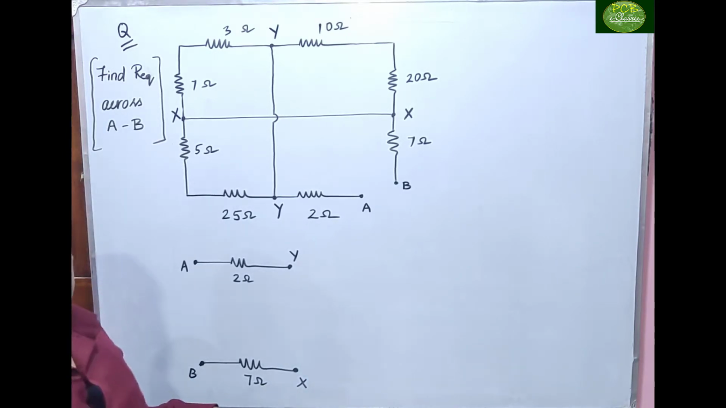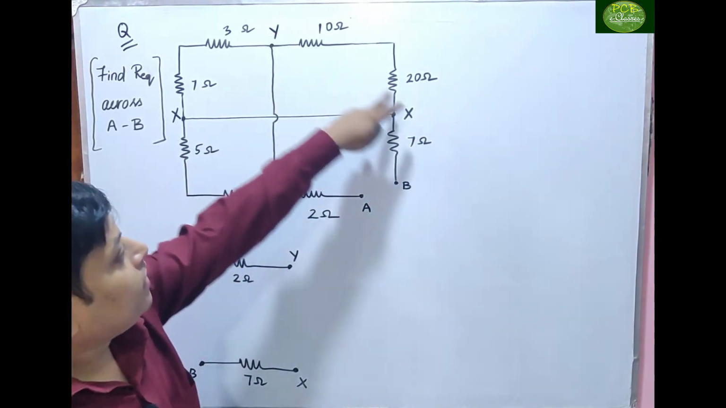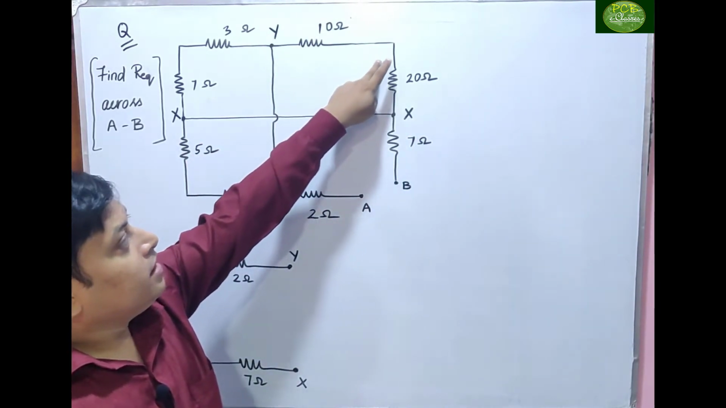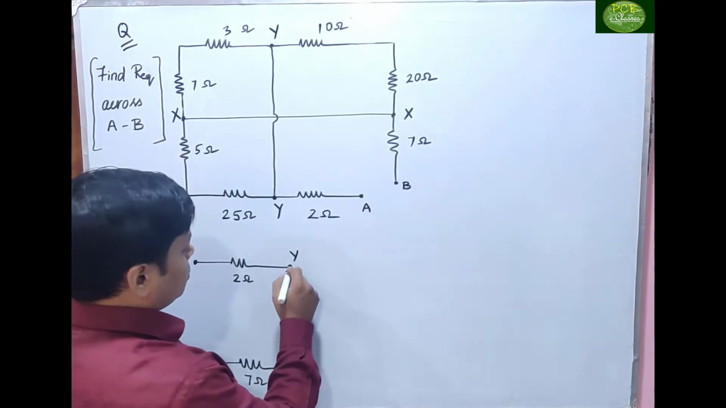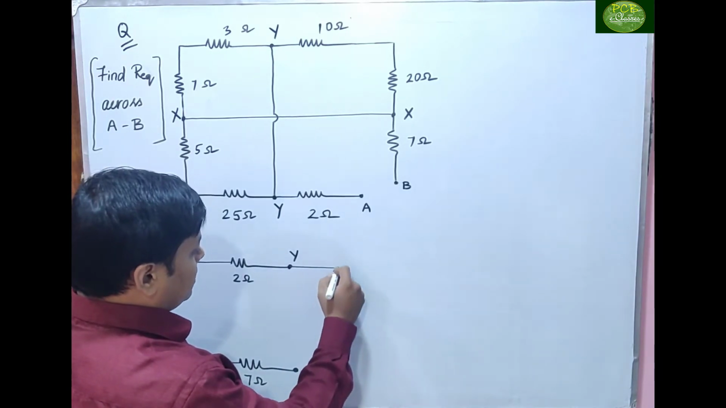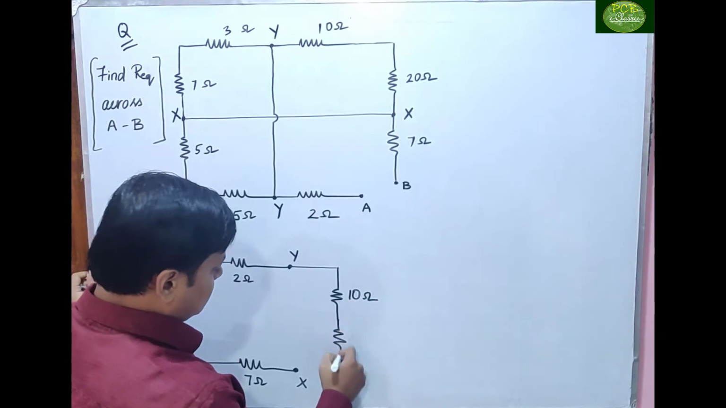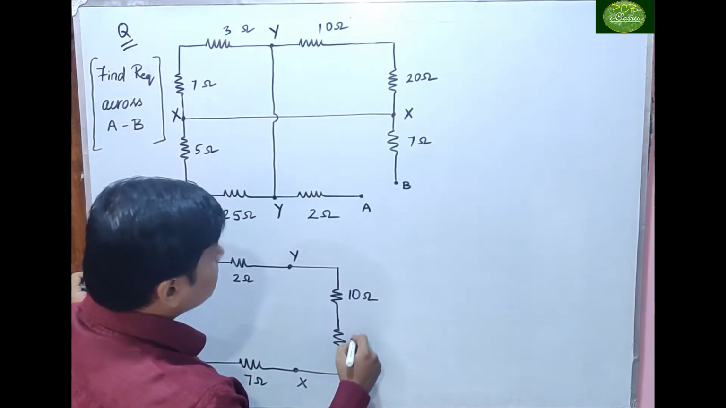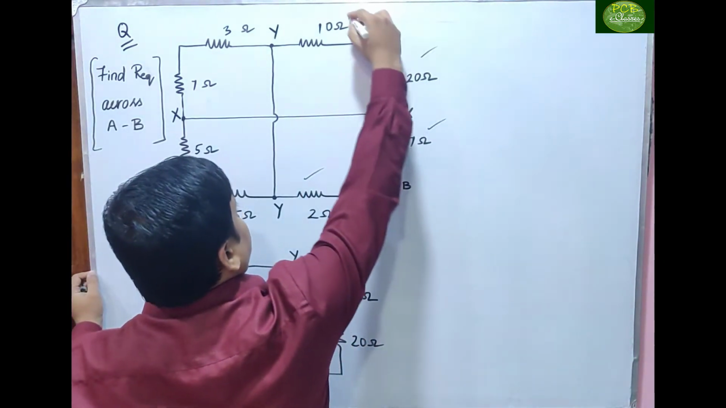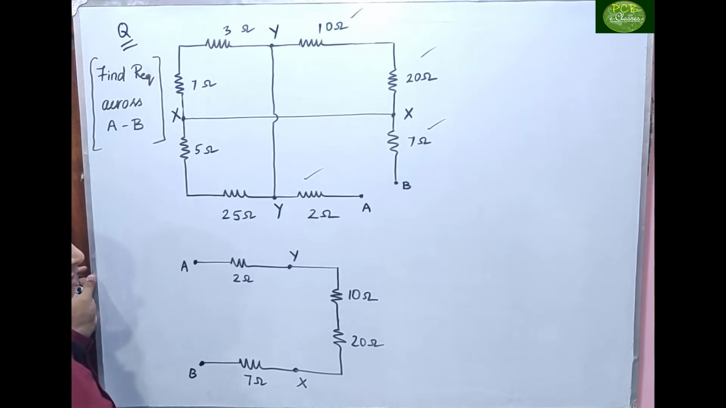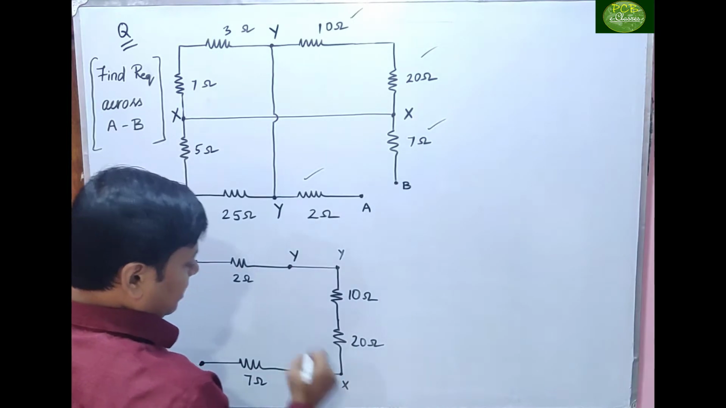Now, see the approach. X to Y or Y to X. What is that? 10 ohm in series with 20 ohm. So I'll take this one as 10 ohm, and here it is connected to X, that is 20 ohm. So these two parts are done. Clear? Next, this point can be said as Y, this is also said as X.